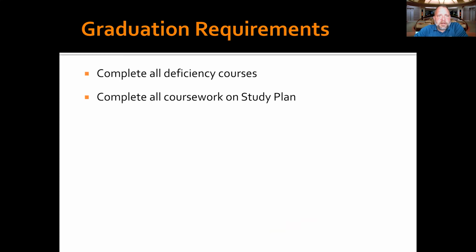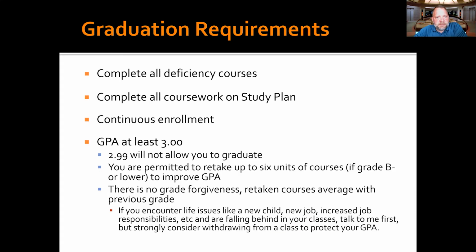Now, I really want to talk about your graduation requirements. Let me just pull up all of these right here. Yes, my computer's a little laggy right now. If you have deficiency courses, you have to complete those in order to graduate. You will have a study plan, and you need to complete all coursework on the study plan. You need to have continuous enrollment, which means that you can't take a semester off without prior approval. There are options to take things like leave of absence or grad 700, but again, you have to maintain enrollment.